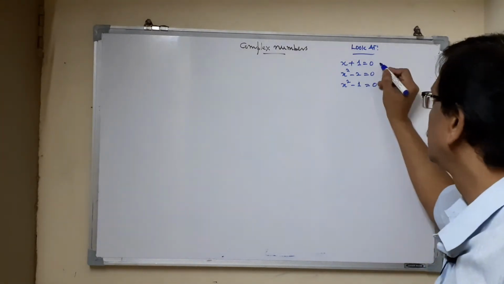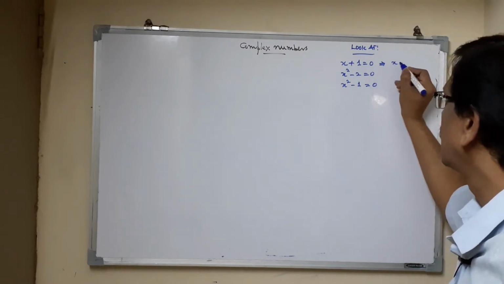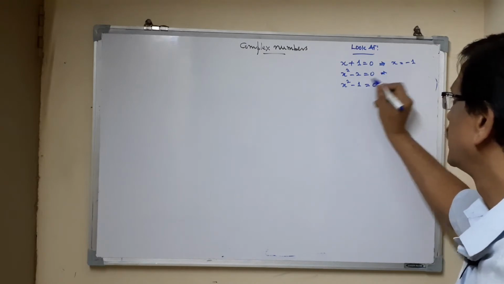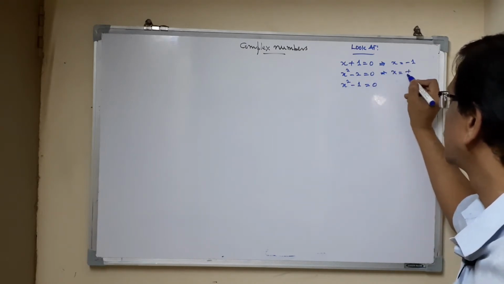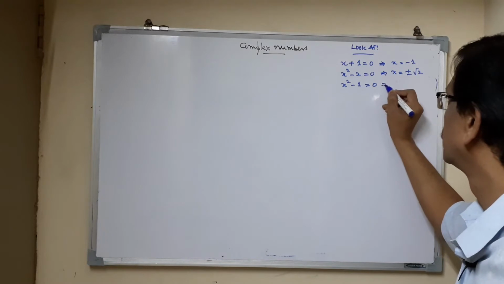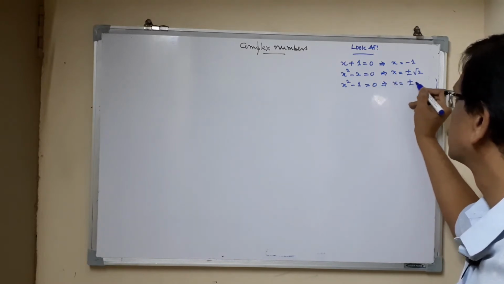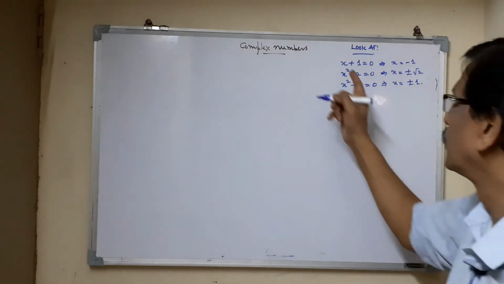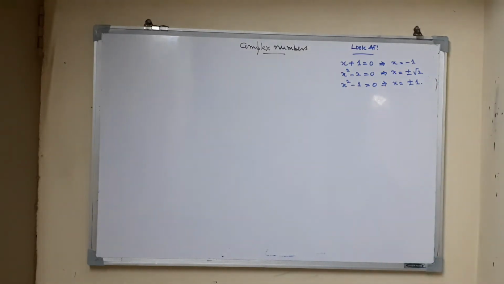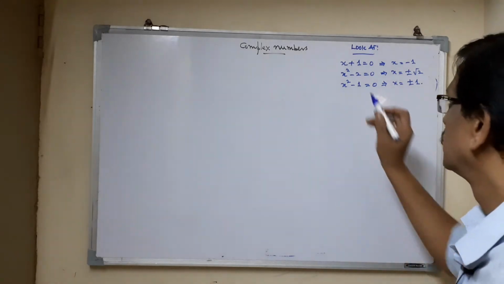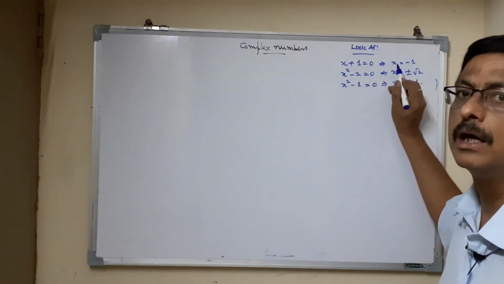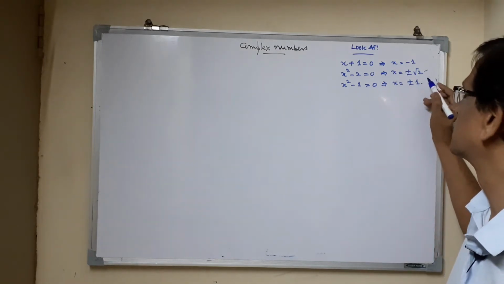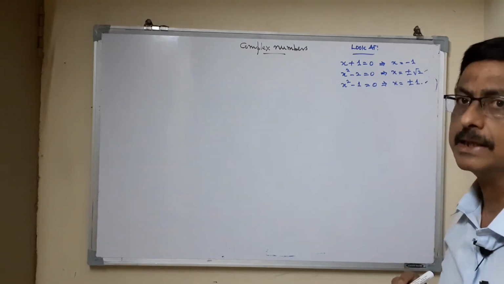If I look at these equations, I have x equal to minus 1. Minus 1 is a root for this equation. x square equal to 2, so x equal to plus or minus root 2. And this is x equal to plus or minus 1. If we carefully look at these three equations, for the first equation you have only one root, namely minus 1. For the second one you have plus or minus root 2, two roots. Similarly, you have two roots for the third equation too.